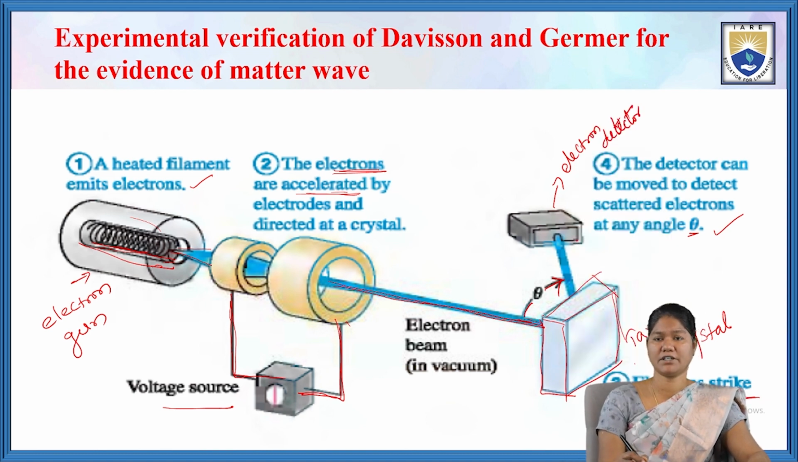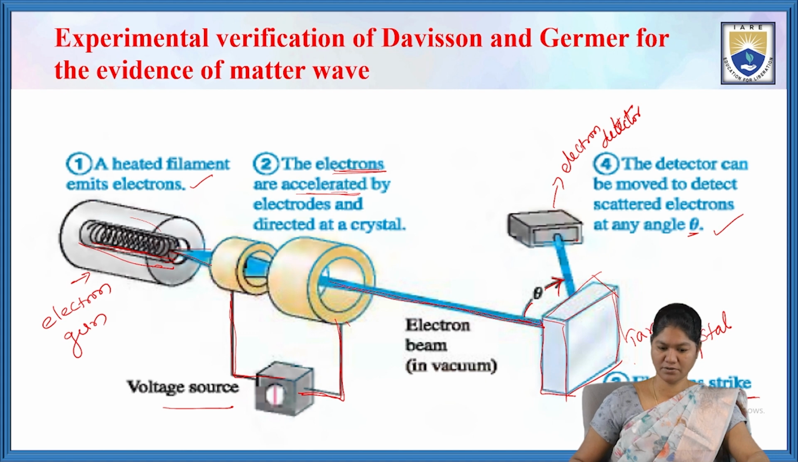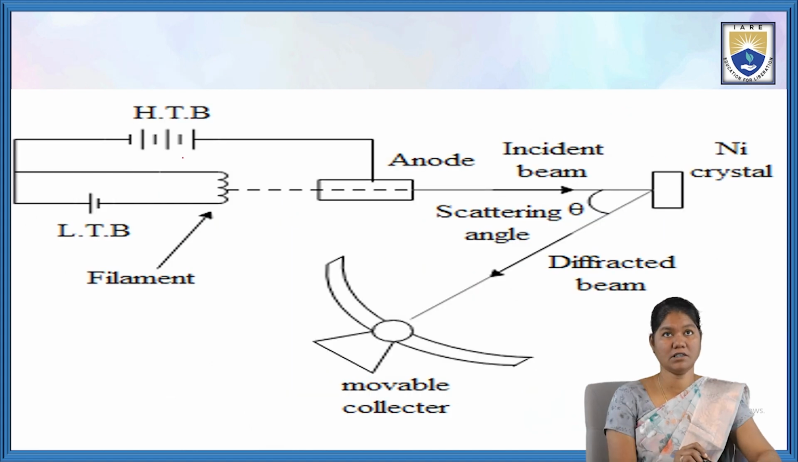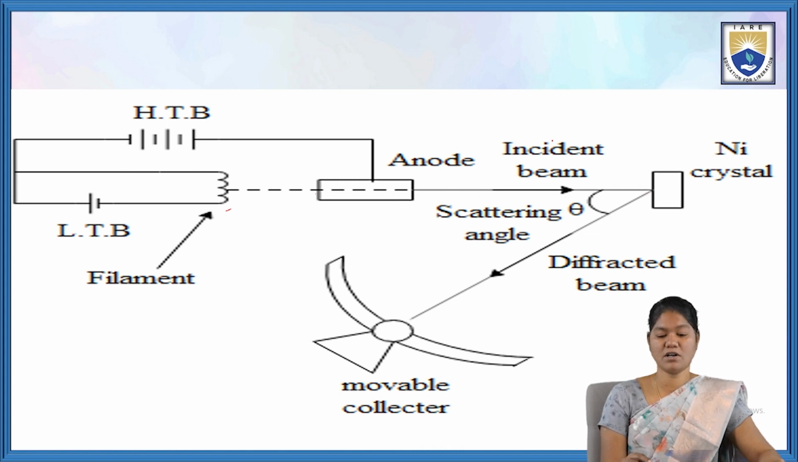Electron detector. The complete apparatus will be in the vacuum chamber. Here the high tension battery is there, and here the low tension battery. This is the filament. When the filament is heated, a fine beam of electrons comes out, which is called the incident beam.